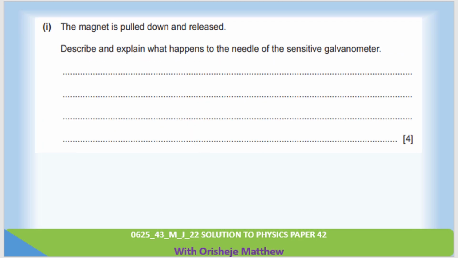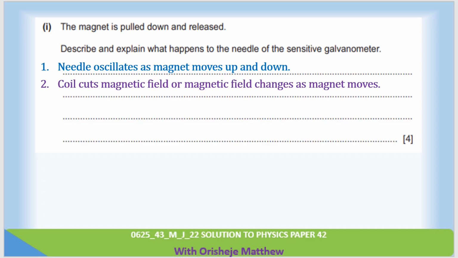Now the magnet is pulled up and released. So what happened? Describe and explain what happened to the needle of the galvanometer. The needle oscillates as the magnet moves up and down. The coil cuts the magnetic field, and the magnetic field changes as the magnet moves. The changing magnetic field induces voltage or current in the circuit of the coil.